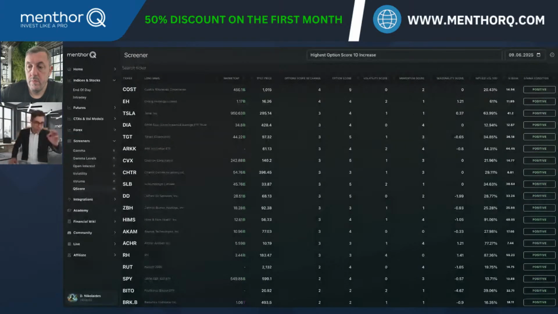So we saw Tesla here. What did we know about Tesla? We remember that Tesla was doing very well after POTUS was elected. It had some issues and it dropped like a stone because the bromance was ending. Okay, so the option score 1-day change went from 3 to 4, which was somewhere in the middle, so it went up. Volatility is very low.